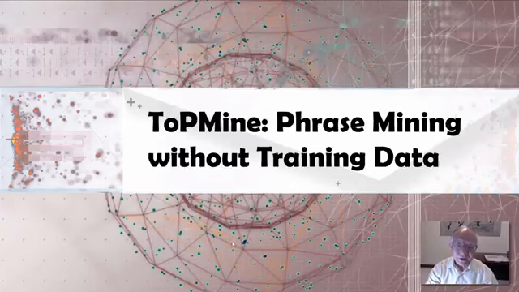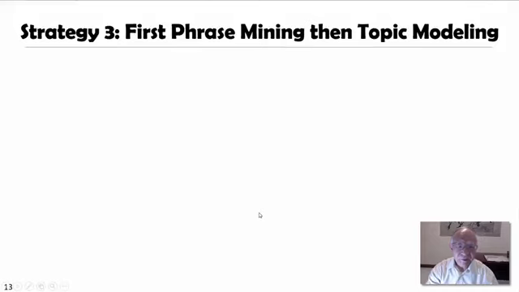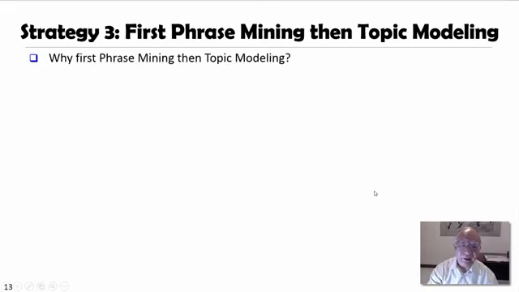Now we introduce an interesting phrase mining method called ToPMine, which mines quality phrases without training data. This method actually belongs to strategy 3, as we just discussed. We first do phrase mining, then do topic modeling. Why do we want to do it that way?